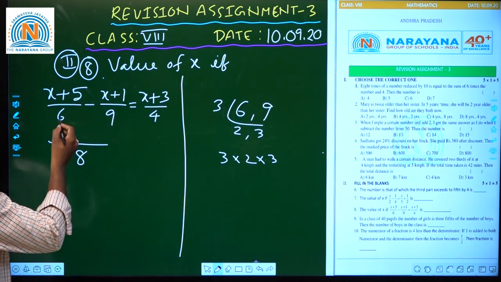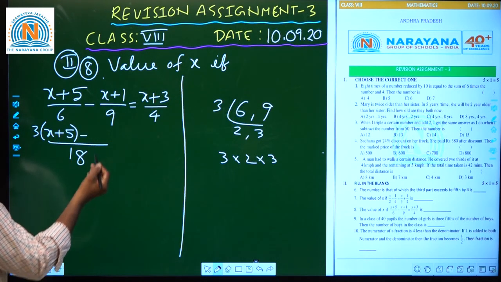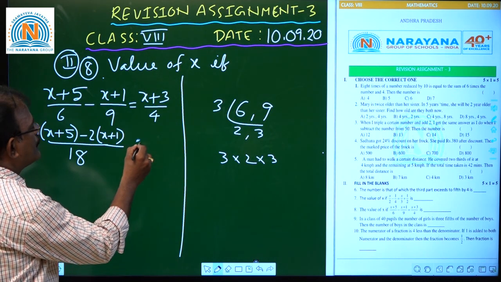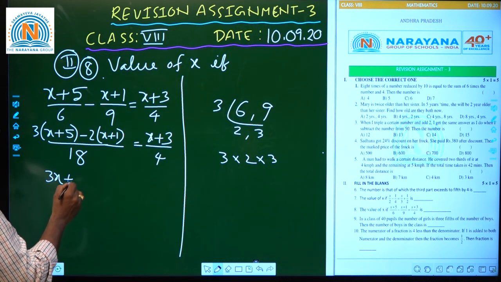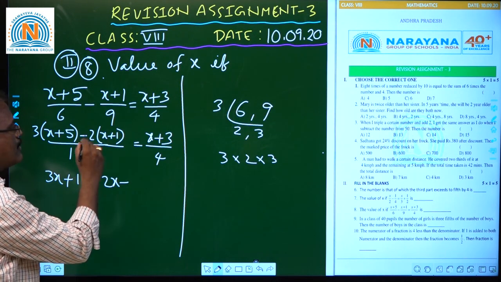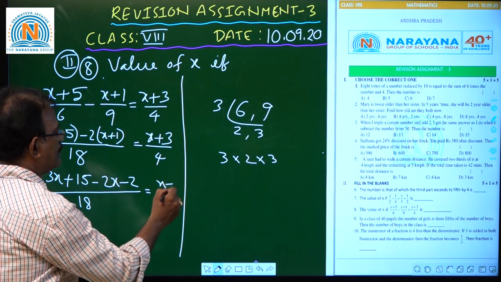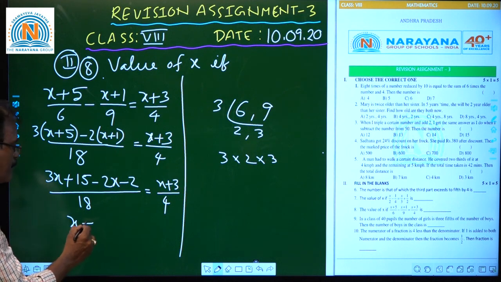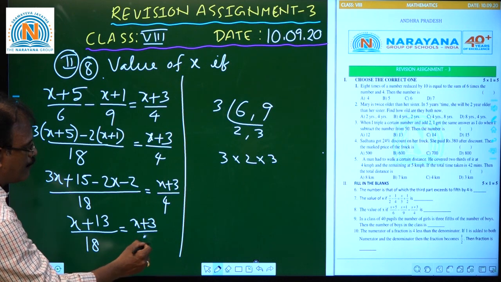So 18 cancelling 6 three times, 3 times the numerator, minus 18 cancelling 9 two times, 2 times the numerator, is equal to (x plus 3) by 4. Now 3 times x, 3 times 5, 3 fives are 15, minus 2 times x, minus of positive plus, minus 2 ones are 2, by 18. So it is (x plus 3) upon 4. Now 3x minus 2x is x, plus 15 minus 2 is 13, by 18 is (x plus 3) by 4.